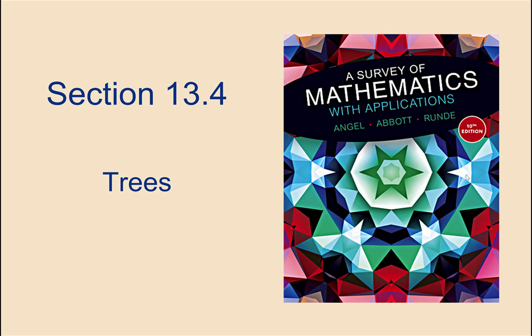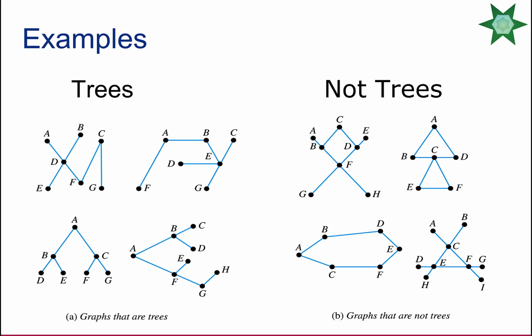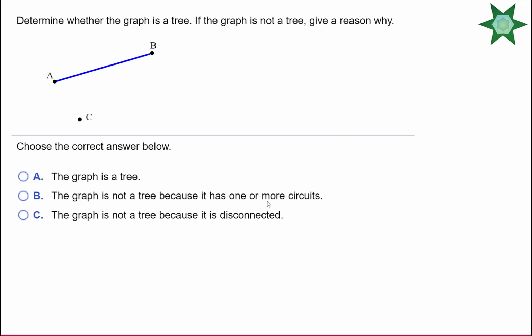Section 13.4, trees. A tree is a connected graph in which each edge is a bridge. So on the left side here, you'll see examples of trees. On the right side, you'll see examples of graphs that are not trees. In the ones on the right side, there are many edges that can still be removed and still create a connected graph. So they're not considered to be trees. The ones on the left side, every single edge there, if I remove it, I'll create a disconnected graph.